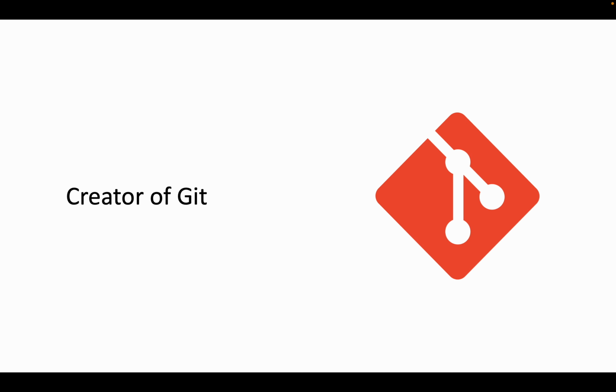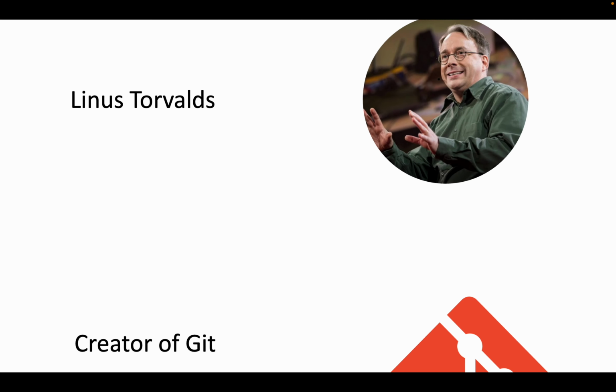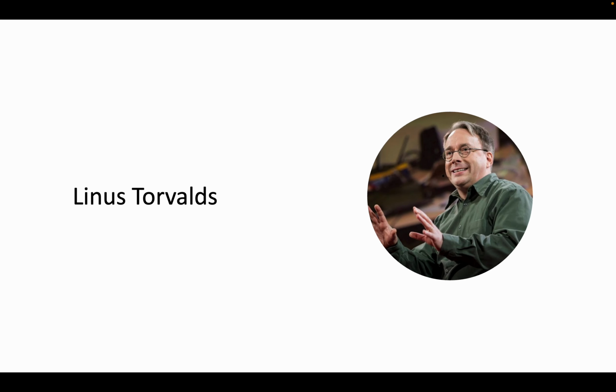So Git is a version control system. It was created by Linus Torvalds. This guy created this version control system as open source software, not intending to make profit, but not intending to make it open source either. He was just using it to manage his own projects. And by the way, he is also the creator of Linux.